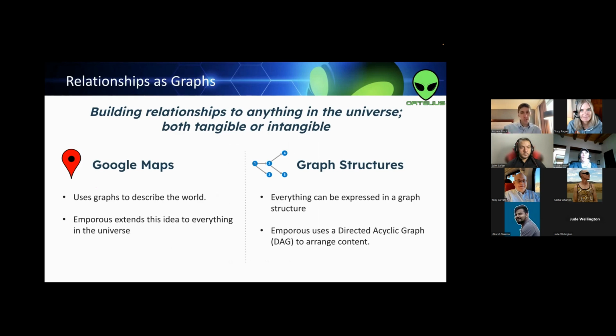I mean, look at Google Maps. Google Maps uses graphs to describe the world. Now, what Emporous does is it extends this idea to everything in the entire universe. And this graphing mechanism can be defined in graph structures. So from that, we're able to actually build out an entire directed acyclic graph to arrange that content. So you can really start to see the lineage of all these different structures to be built very easily.